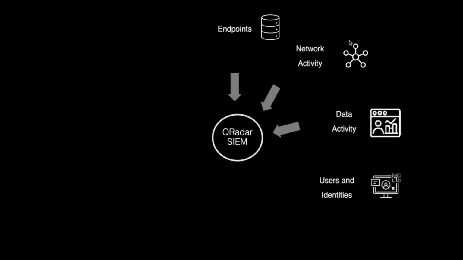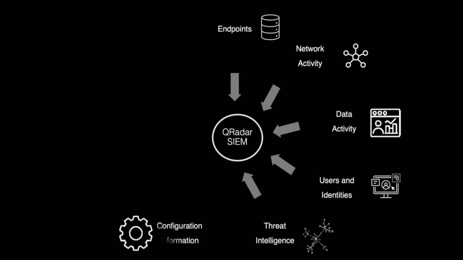User and identity data sources are ingested from various identity and access management solutions like Active Directory, LDAP, and many more. QRadar is also capable of analyzing data from various threat intelligence feeds. Configuration information of various systems can also be analyzed by QRadar.